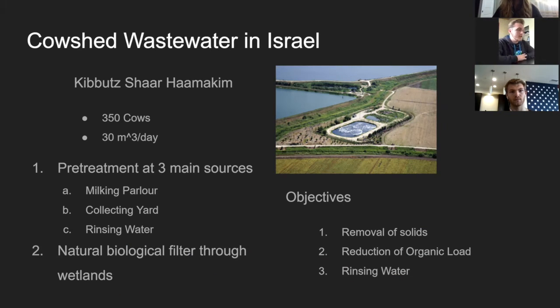Now moving on to a cowshed wastewater application in Israel. Kibbutz Sha'ar Makim is a dairy farm in Israel. It has about 350 cows and generates about 30 cubic meters a day. They obtain the wastewater from 3 main sources: the milking parlor, the collecting yard, and rinsing water. After they get it, they ship it off to a wetland where they do natural biological filtration. The objectives are the removal of solids and reduction of organic load.